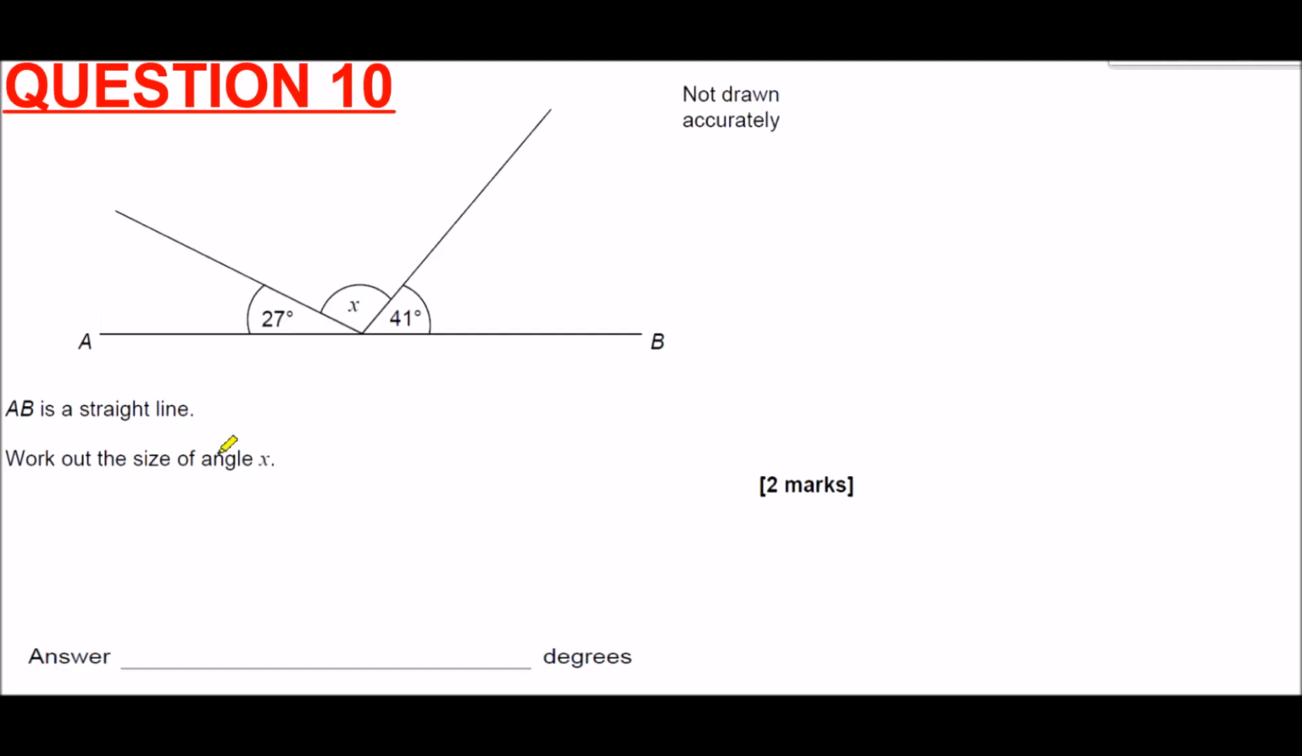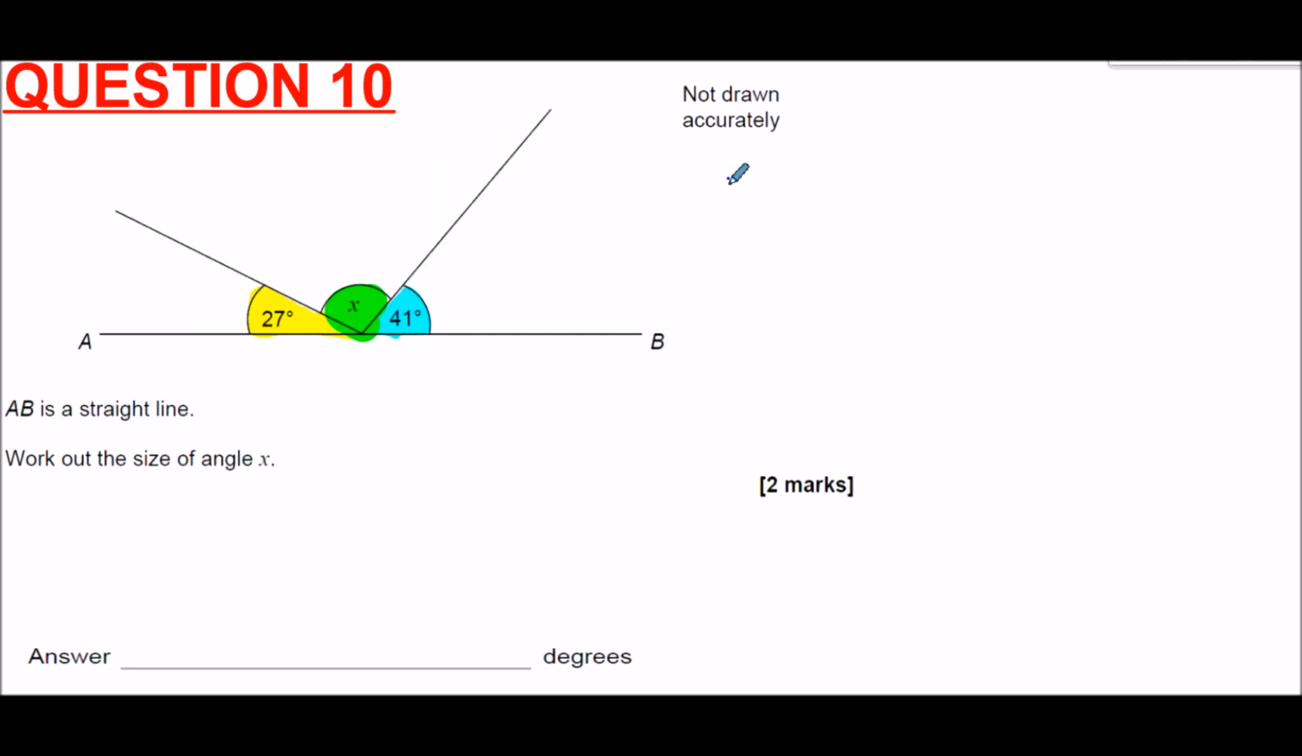Question 10. AB is a straight line. Work out the size of angle X. Before we dive into this one, I'm just going to remind us of a very important angle fact. This angle fact is that when we've got angles which meet together at a point at the same side of a straight line, those angles will always add up to 180 degrees. So these 3 angles meet together here and form a perfectly straight line.